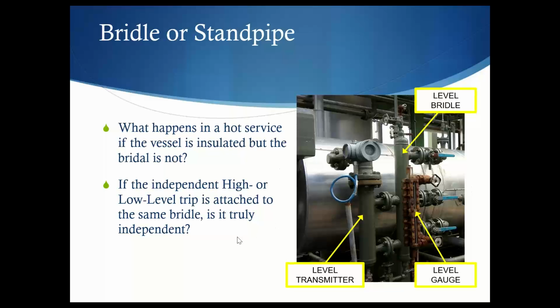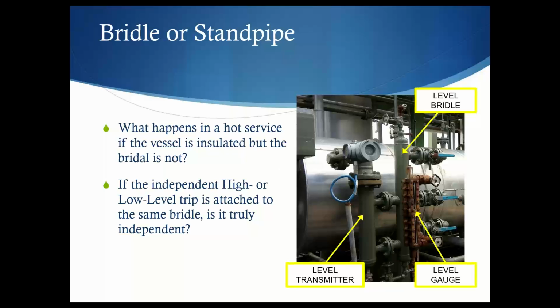Some of my friends down in Victoria, Port Campbell, might recognise this vessel because they gave me the photo to use. This is just to show you what happens if you've got a bridle on the outside of the vessel, and you've got an insulated vessel that might be at a different temperature. What I've said here is, what happens in a hot service if the vessel is insulated but the bridle is not? I'm not looking at a poll here, so I'll just give you the answer. You're going to have different densities.